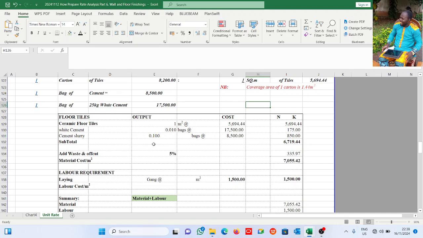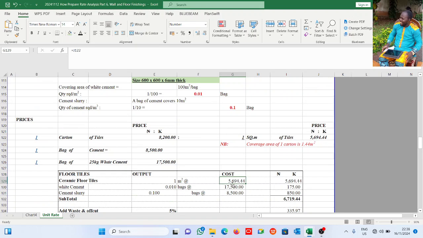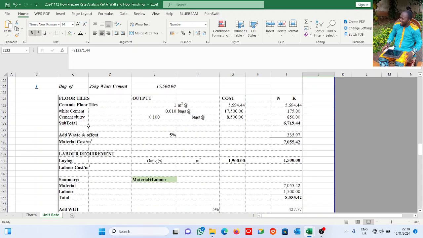So we come into the analysis proper. Ceramic floor tiles are for 1 square meter. We have 5,694. See what it is here. All right, so 8,200 divided by 1.44, which is the coverage area in 1 carton. Okay, white cement we need 0.01 bag. We already calculated that up at 17,500. That gives us this. Cement slurry 0.1, right, at 8,500. That gives us this. So sum this up, we have this.